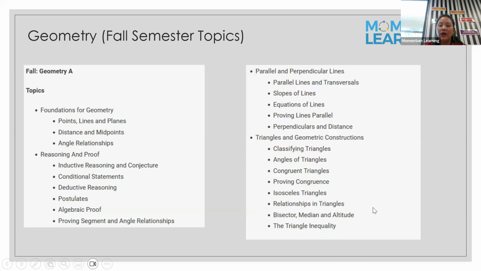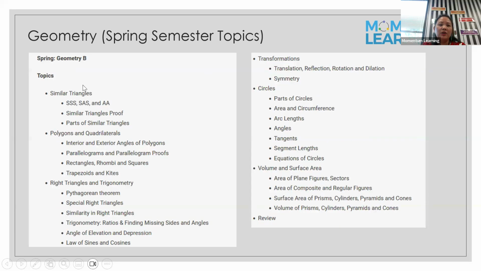And then we're going to look at Geometry B. This is when you're going to be looking at similar triangles. So the A part, which you take in the fall, you're going to talk about congruence. So when we go into B, we're going to look into similar triangles. We're going to focus on polygons and quadrilaterals. The focus of geometry is going to be on trigonometry. This is the study of angles and how we can apply angles and sides to find all the missing sides, and we're going to be using sine, cosine, and tangent here.